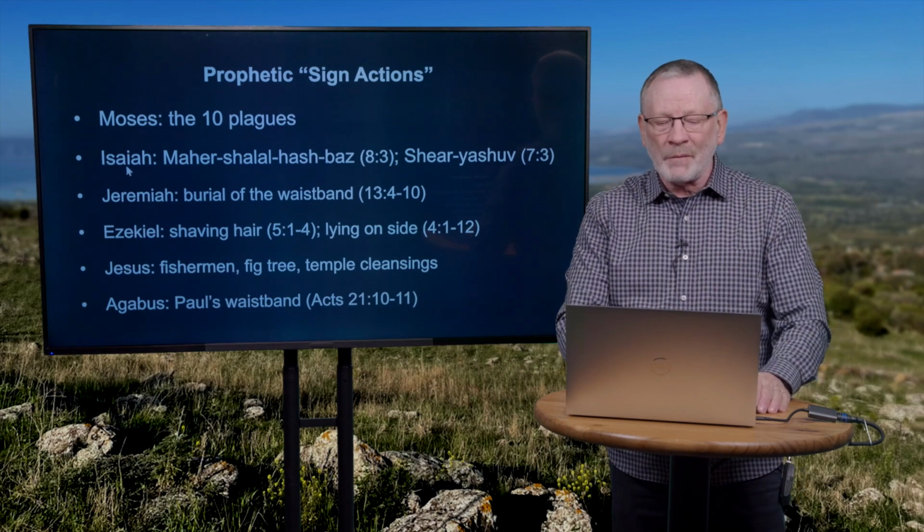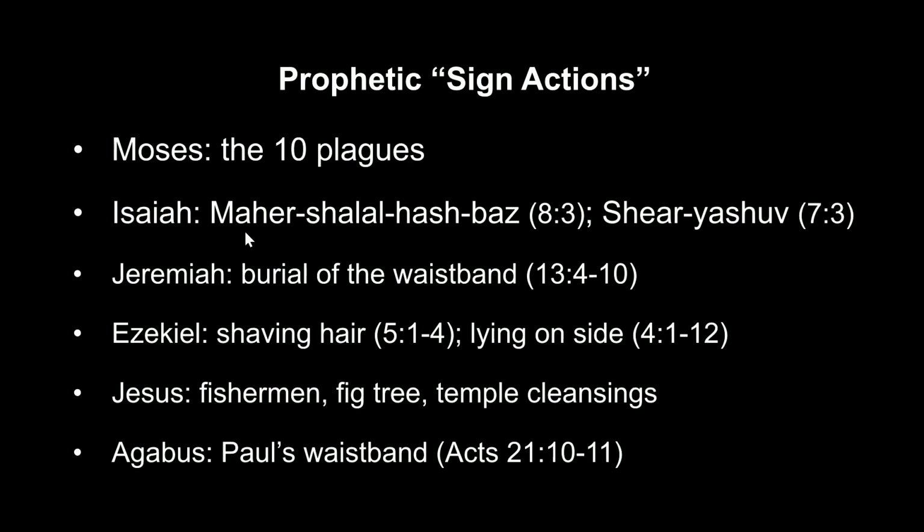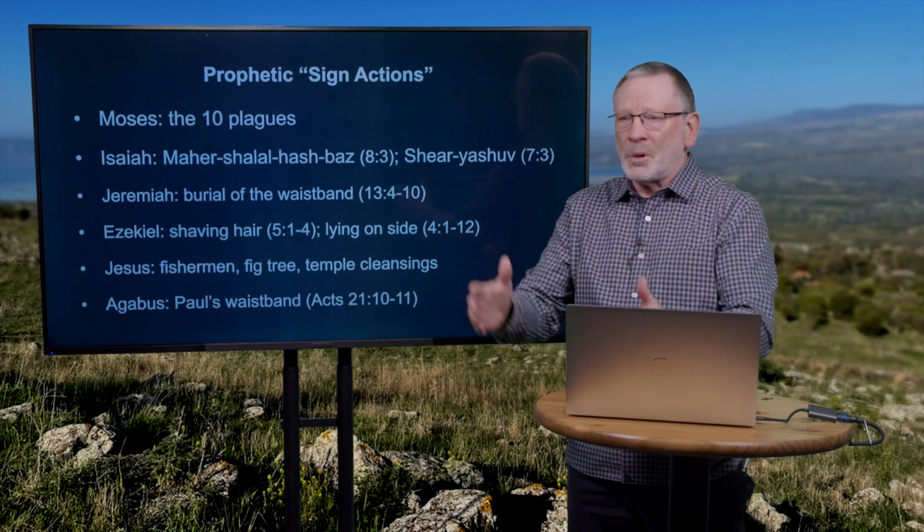For example, the prophet Isaiah. He is naming one of his children Maher-Shalal-Hashbaz, which is probably the longest name in the Bible and maybe the longest name that you'll ever encounter in your life. But it basically means the spoil speeds and the prey hastes.